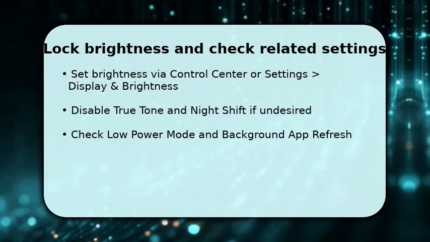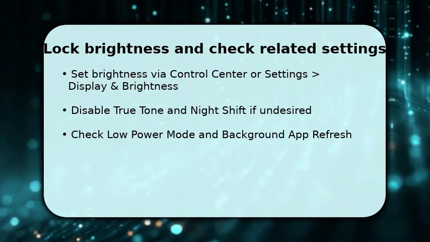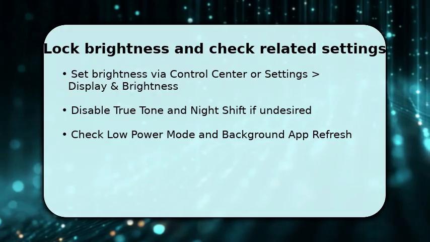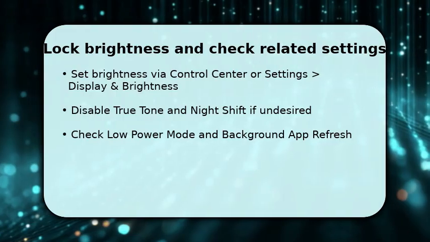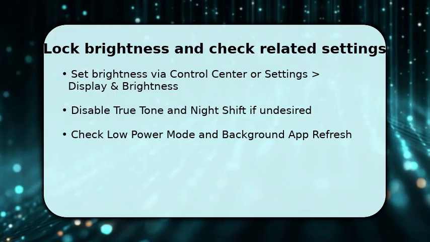Next, disable True Tone and Night Shift if you want constant color and intensity, because they change display automatically. Make sure Low Power Mode is off. It reduces brightness automatically to save battery.